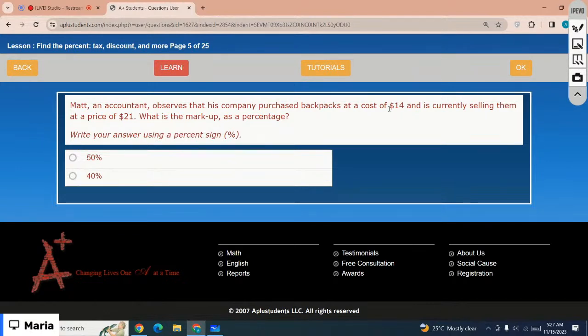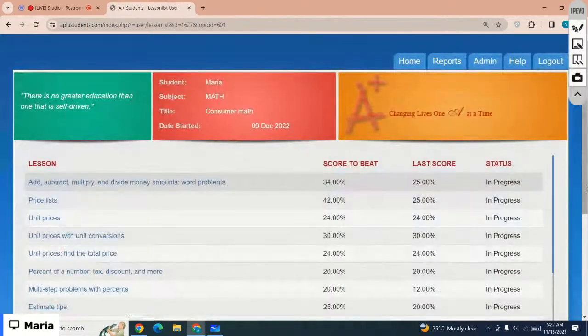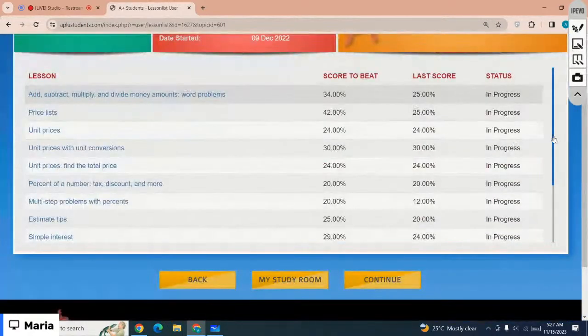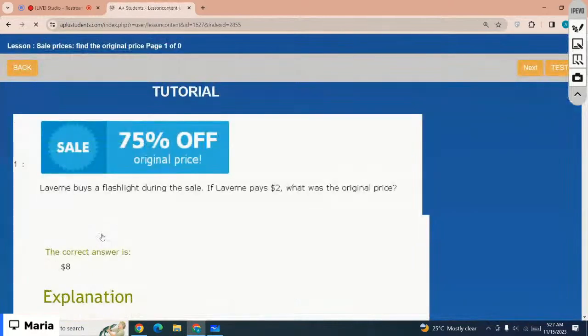Okay, you can complete the lesson by yourself later today. Let me just move on to the next lesson. The next lesson is sale price, find the original price. That means you are given a sale price, and you have to calculate the original price of the items, right?